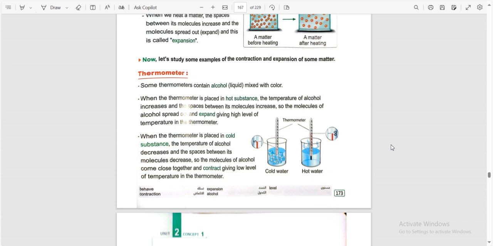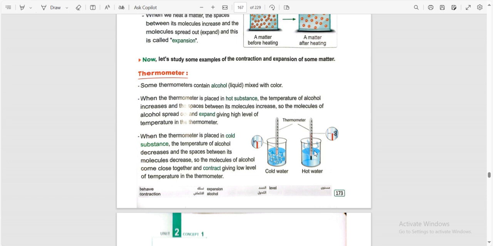A very good example about expansion and contraction of matter is the thermometer. The thermometer has a liquid inside of it, and this liquid could be alcohol sometimes, or it can be mercury, like liquid mercury, because mercury in its natural state is liquid. But most of the thermometers we use have alcohol, not mercury.